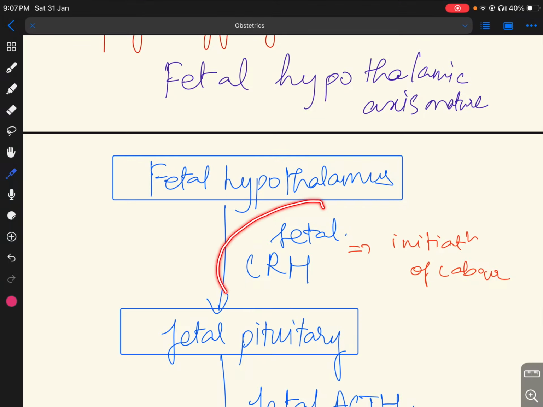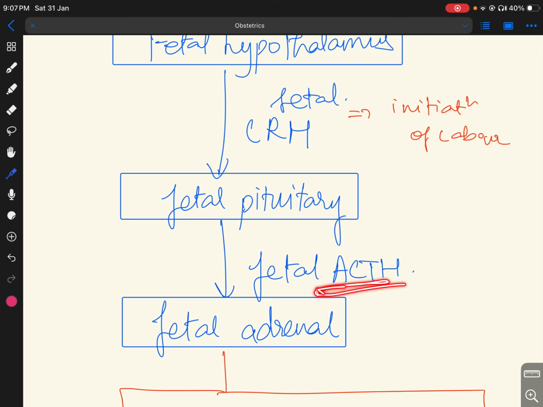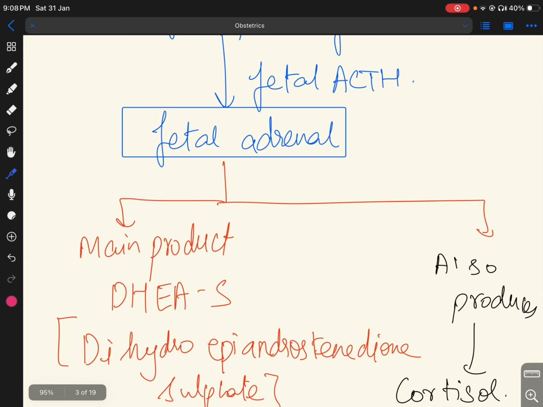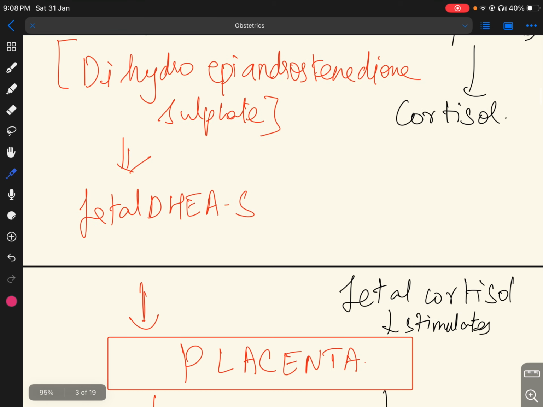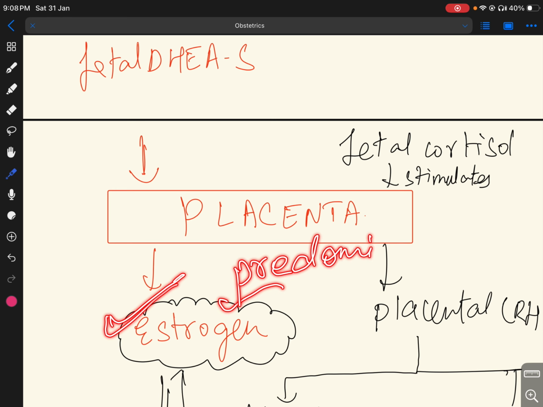Let's see how. The fetal CRH will stimulate the fetal pituitary to release fetal ACTH, that is adrenocorticotropic hormone. Now, this adrenocorticotropic hormone will stimulate the fetal adrenals to produce the main product, that is DHEA sulfate, dehydroepiandrosterone sulfate. It also produces cortisol as a byproduct. Now, this fetal DHEA sulfate will act upon the placenta to release estrogen. As I said, estrogen is predominant in labor.